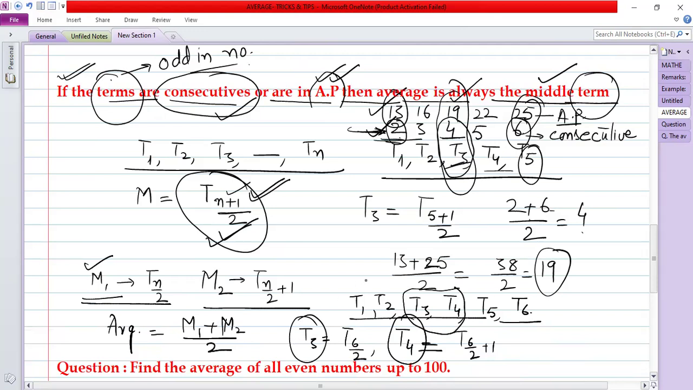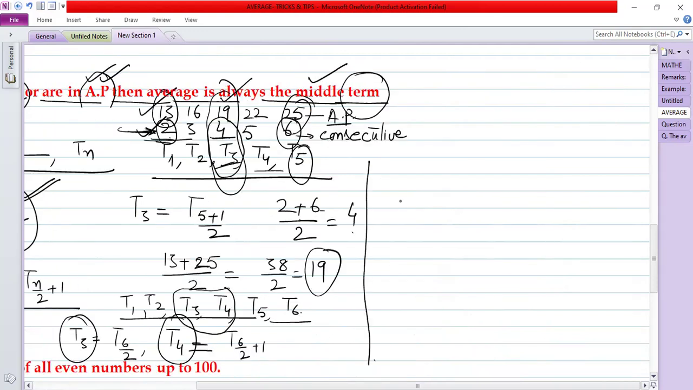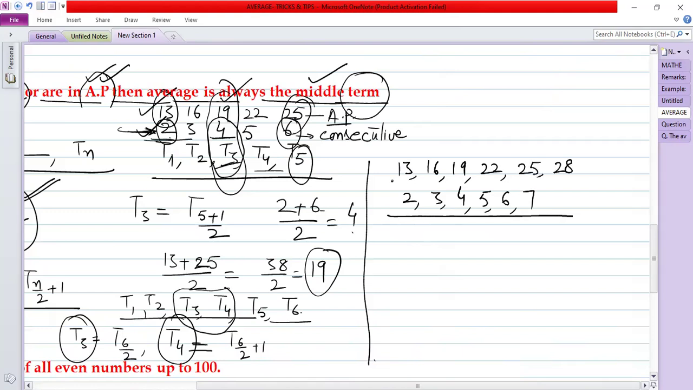And now for this, we may take up an example just like the previous one. For example, suppose 2, 3, 4, 5, 6, 7. These are six consecutive numbers, or 13, 16, 19, 22, 25, and 28. So we take the average of these terms which are in AP, or the average of these terms which are consecutive.